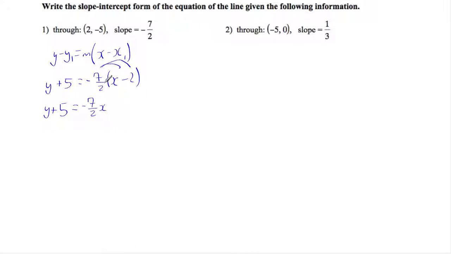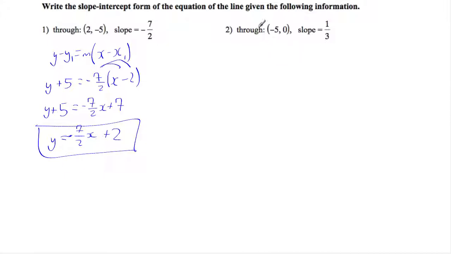When I multiply, the 2's cancel out because I'm multiplying the fraction by the value in the denominator. So I end up with a positive 7. And if I subtract the 5 from both sides, I get y is equal to -7/2 x plus 2, 7 minus 5. Done.